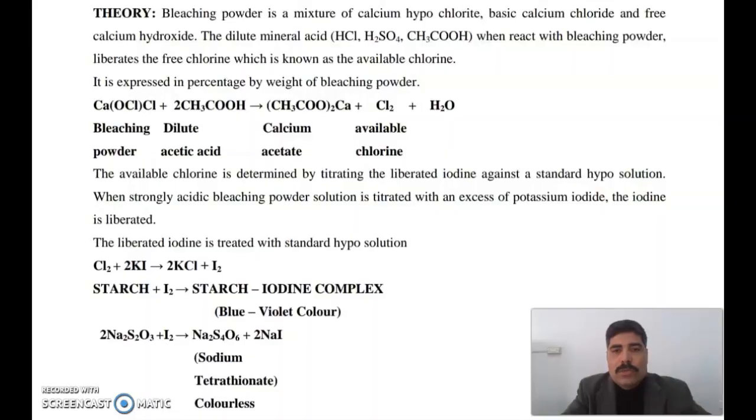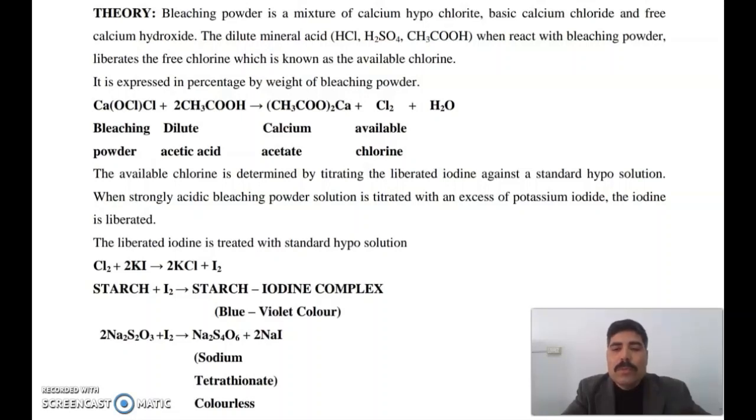Hello students, in today's experiment we are going to determine the percentage of available chlorine by titrating it against N/25 sodium thiosulfate solution with the help of starch as indicator by iodometric titration. First of all, we talk about what we mean by bleaching powder. Bleaching powder is a disinfectant and it is a mixture of calcium hypochlorite, basic calcium chloride and calcium hydroxide.